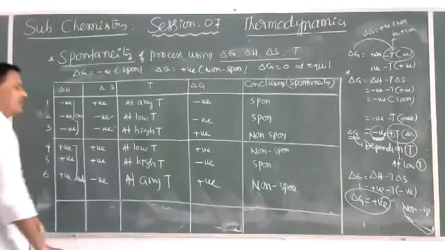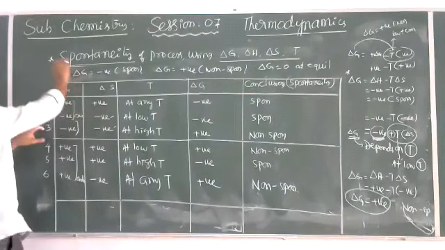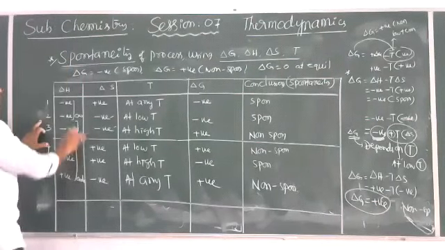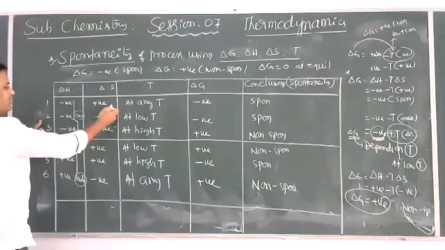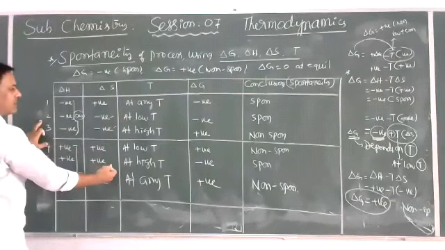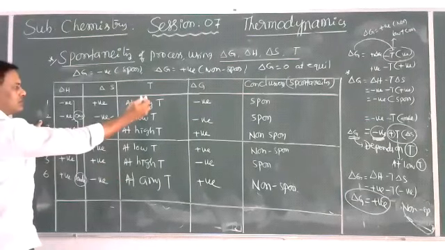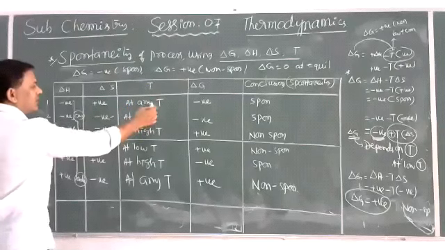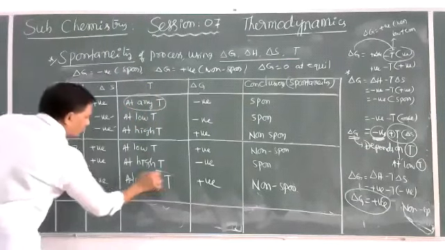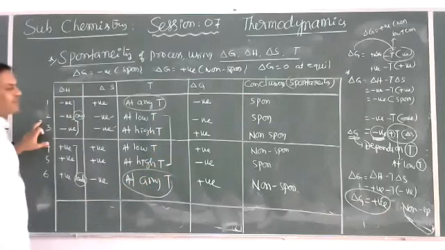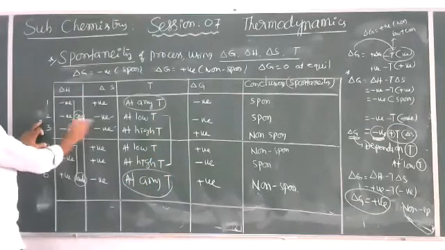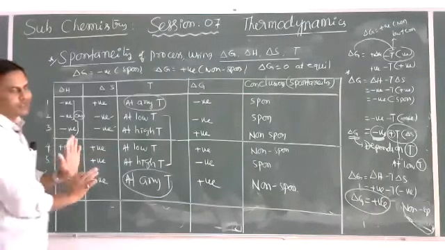This is a very, very important table to explain spontaneity by using exothermic and endothermic processes. Exothermic 3 cases, endothermic 3 cases. The value of delta G mainly depends on temperature. At any temperature, 2 cases are there. At low and high temperature, 4 cases: 2 are exothermic, and the remaining 2 are endothermic processes.